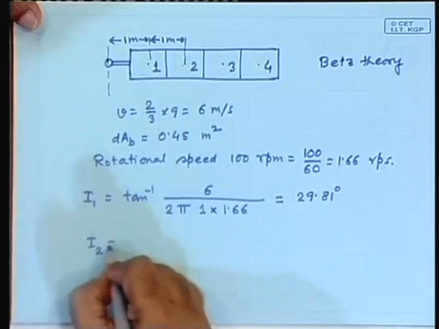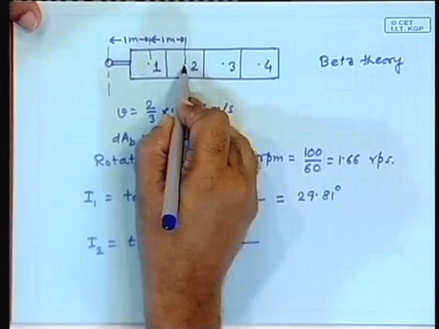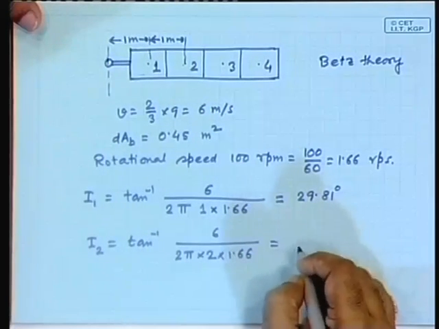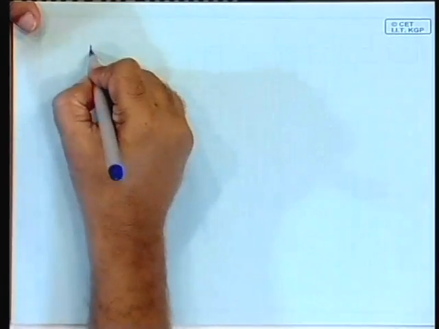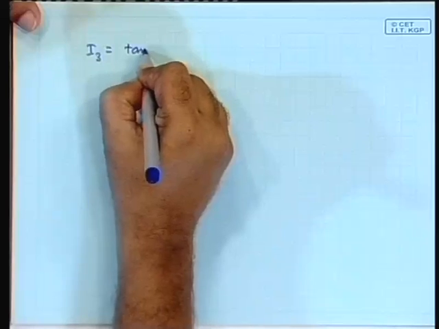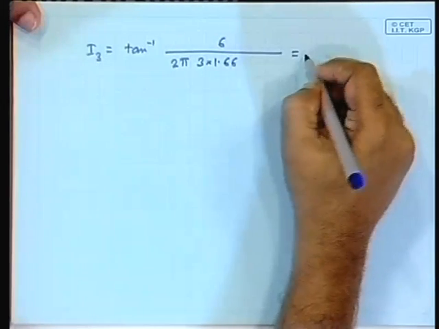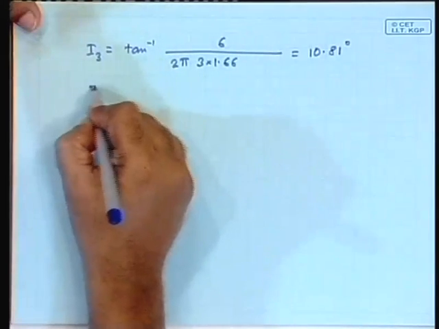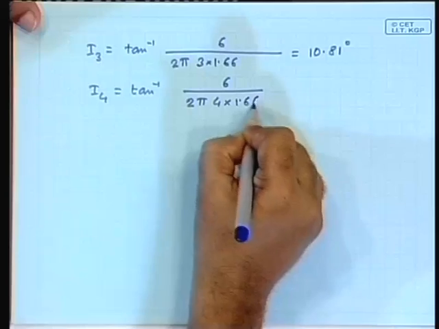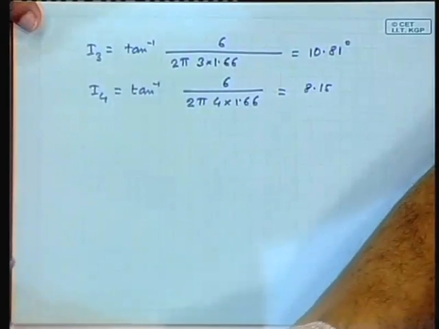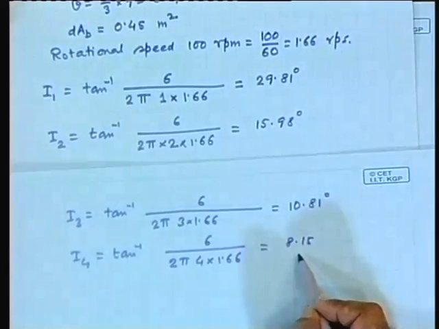Similarly, you have to calculate it for all the other elements. I2 is tan inverse of 6 by 2 pi into 2 into 1.66, which is equal to 15.98 degrees. I3 is tan inverse of 6 by 2 pi into 3 into 1.66, which is equal to 10.81 degrees, and I4 is tan inverse of 6 by 2 pi into 4 into 1.66, which is equal to 8.15 degrees. So, you notice that it varies quite a lot, from 29.81, almost 30 degrees, to 8 degrees.